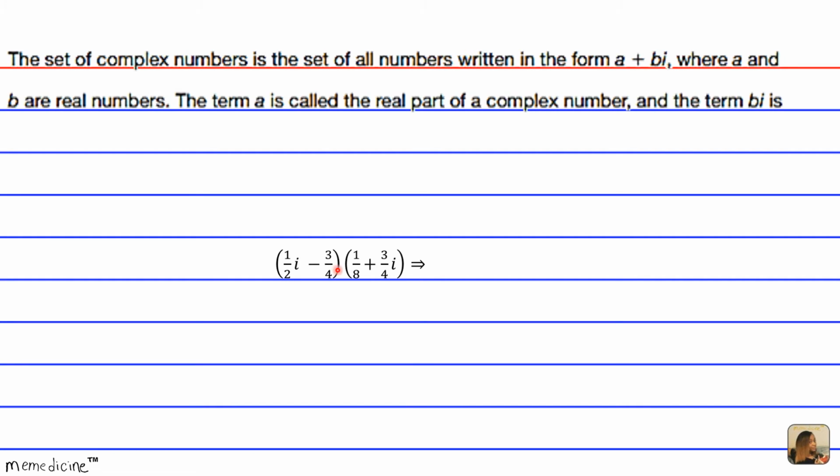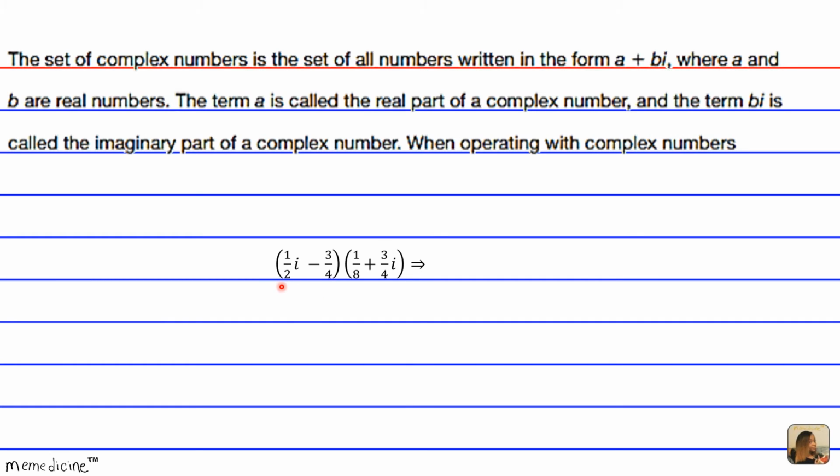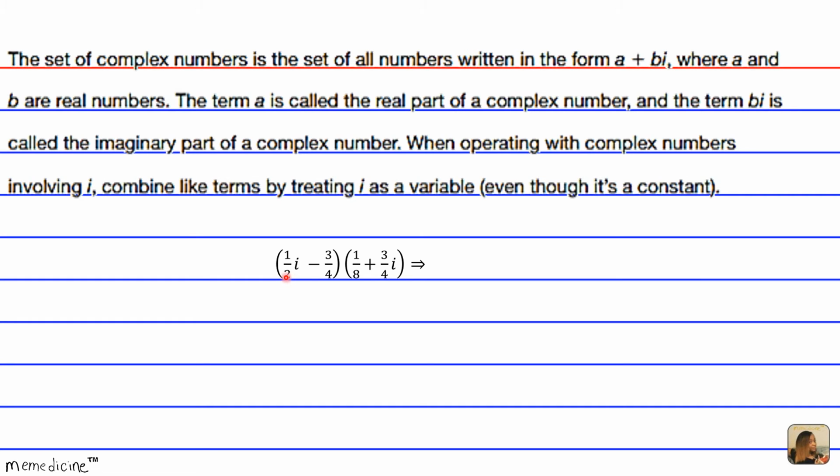Where a and b are real numbers, so although it's a fraction, it's still a real number. The term a is called the real part of the complex number, and the term bi is called the imaginary part of the complex number. And you have to understand that when operating with complex numbers involving i, combine like terms, okay? We can't do this yet because we're performing multiplication, but when we get down to addition or subtraction, we're going to combine like terms, and we're going to treat i as a variable, such as we would x or y, even though it's a constant, okay?